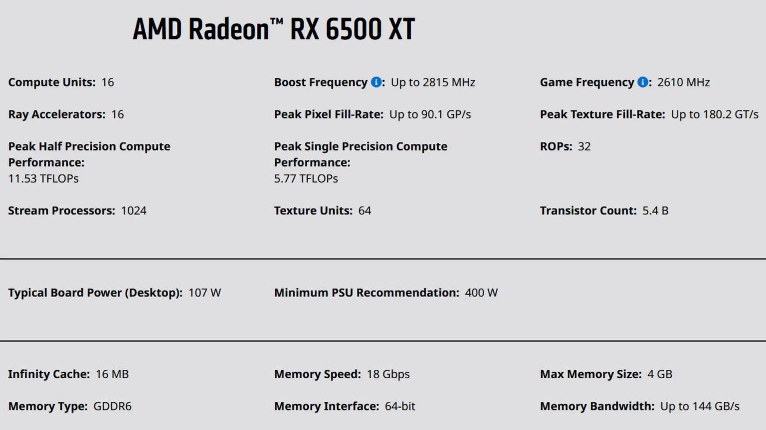The Radeon RX 6500 XT has a rated TDP of 107 watt, a base clock of 2310 MHz, a game frequency of 2610 MHz, and a listed boost clock frequency of 2815 MHz. It also has 4 GB of GDDR6 memory.